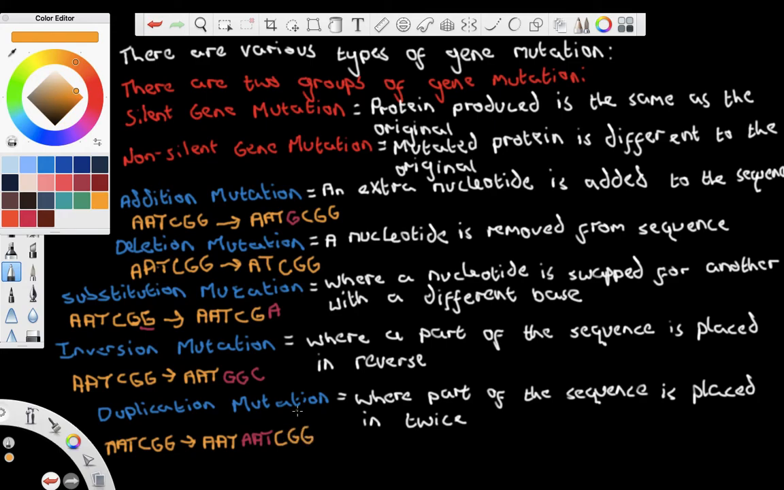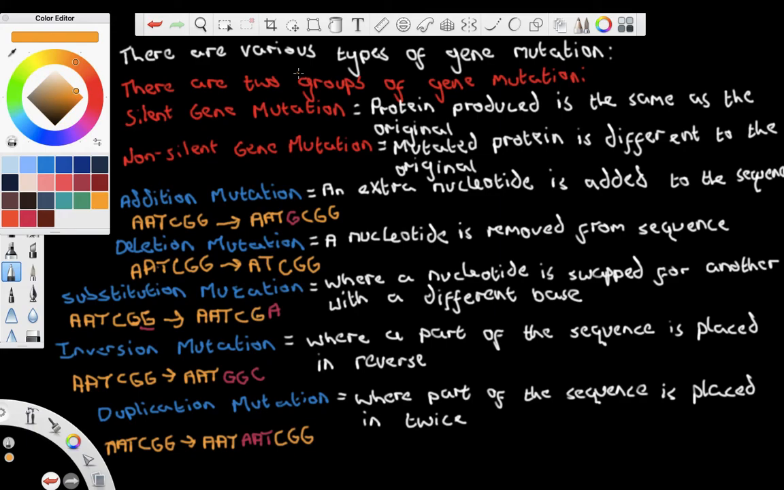Okay? So these are all some examples of different types of mutation. You can have a silent gene mutation where the protein produced is the same and that has absolutely no impact on the organism whatsoever. Its characteristics are the same. You can only tell by looking at its genotype. Or you can have a non-silent gene mutation which changes the proteins made and would ultimately have an effect on the characteristics of the organism.